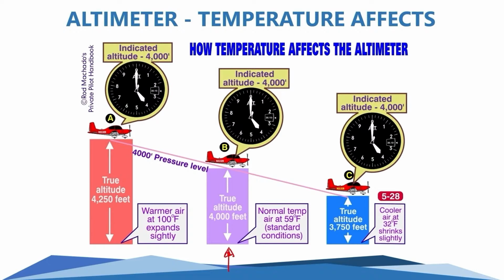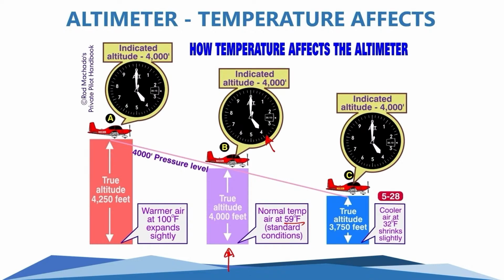So this is going to be a standard day, or standard condition. What we've got is a normal air temperature of 59 degrees Fahrenheit, which is the equivalent of 15 degrees Celsius. Now, if everything is considered standard, your true altitude of 4,000 feet will actually be the same as the 4,000 feet indicated on your altimeter setting.